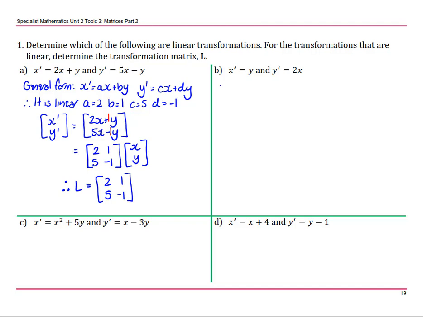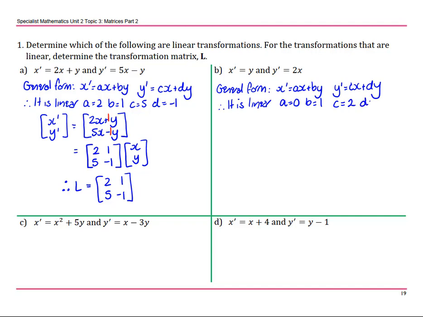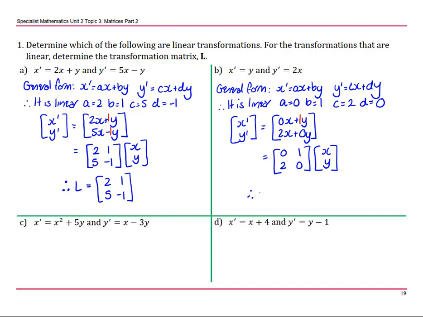In the next one, again, our general form, image of x is ax plus by, image of y is cx plus dy. So therefore, it is linear. Our a is equal to 0, our b is equal to 1, our c is equal to 2, and our d is equal to 0. Putting it in matrix form, we have 0x plus y and 2x plus 0y. So the matrix is 0, 1, 2, 0. Again, if you want to put that 1 in, times my x, y. Therefore, my transformation matrix is 0, 1, 2, 0.